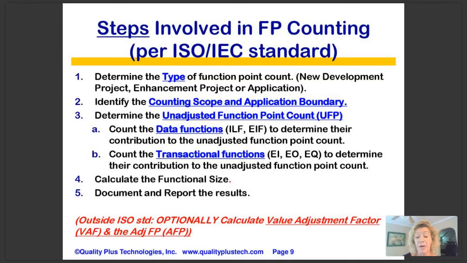Now on the exam, they're going to have you calculate the value adjustment factor. That's our non-functional requirements. So those are things like my GSCs, my data communication, those types of things. And my value adjustment factor gets multiplied by my unadjusted count to get my adjusted function point count. My adjusted function point count is my functional size multiplied by the effects or the impact of my non-functional requirements.